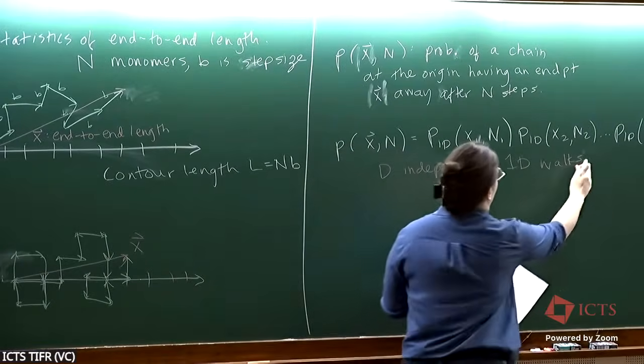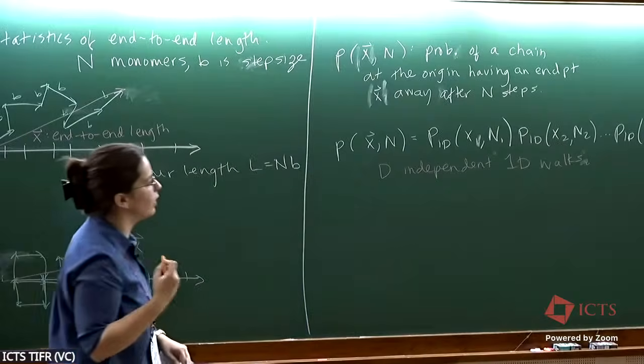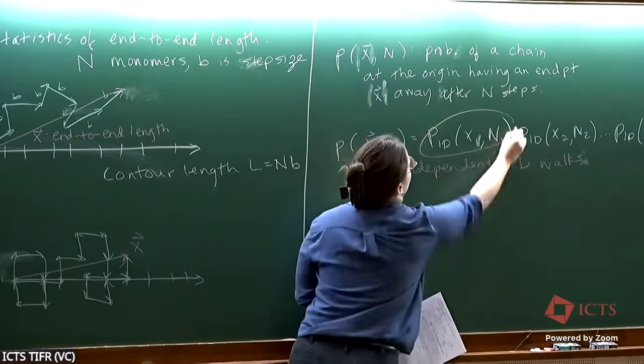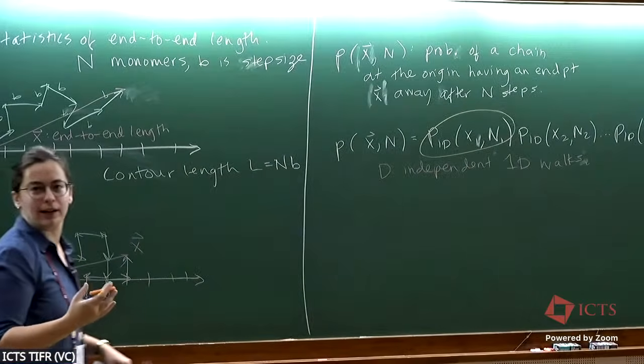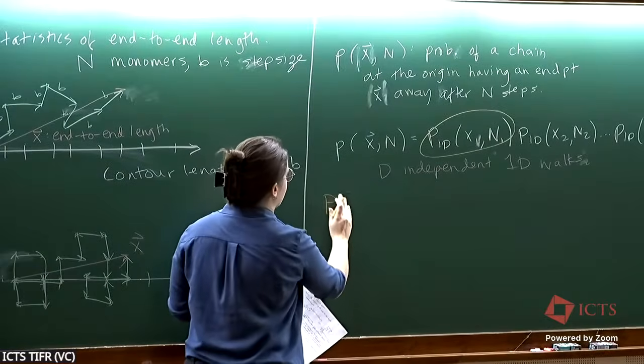All right. So that means that's good for us. We only need to find the statistics of one of these factors, and then we can have the statistics of a random walk in any dimension. So how do we find this?